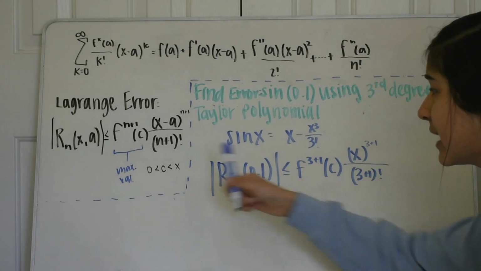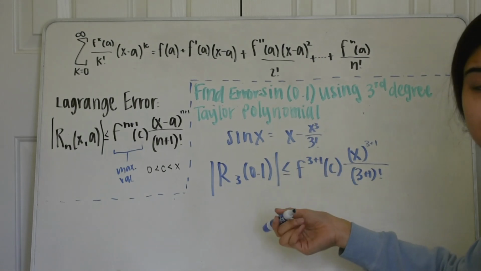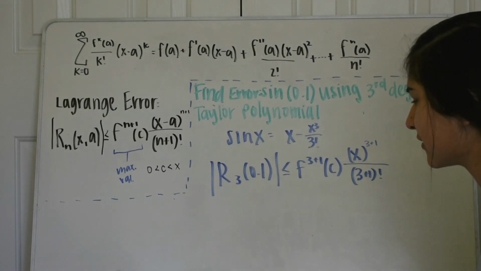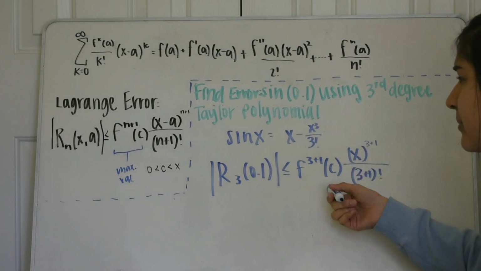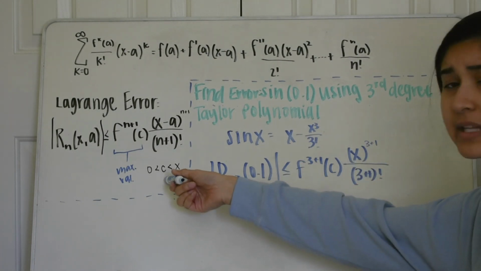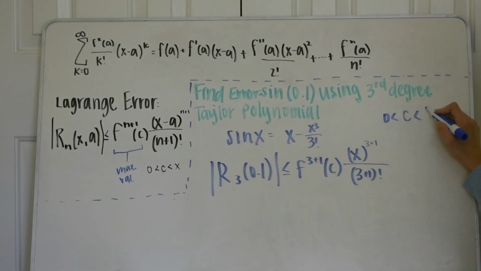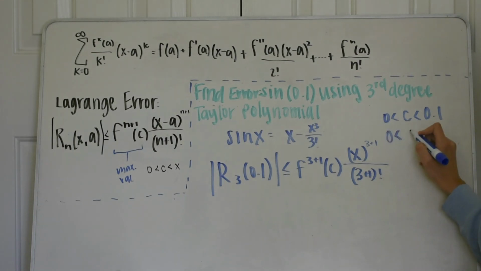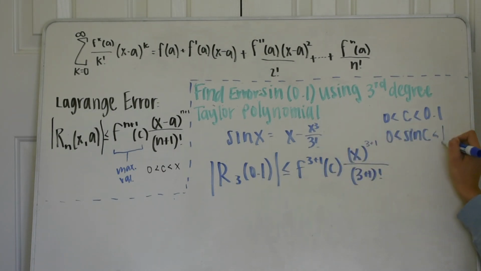Now, how do we find this maximum value? Well, first, let's find what the f to the 3 plus 1, or the 4th derivative of sine is. Well, since sine is cyclic, the 4th derivative of sine is actually just sine. Now let's go to the max value. How do we find this? Well, over here, the Lagrange theorem states that 0 has to be less than c, less than x, or 0.1. So that also means that 0 has to be less than sine of c, the 4th derivative of sine, has to be less than 1, because sine is always less than 1.